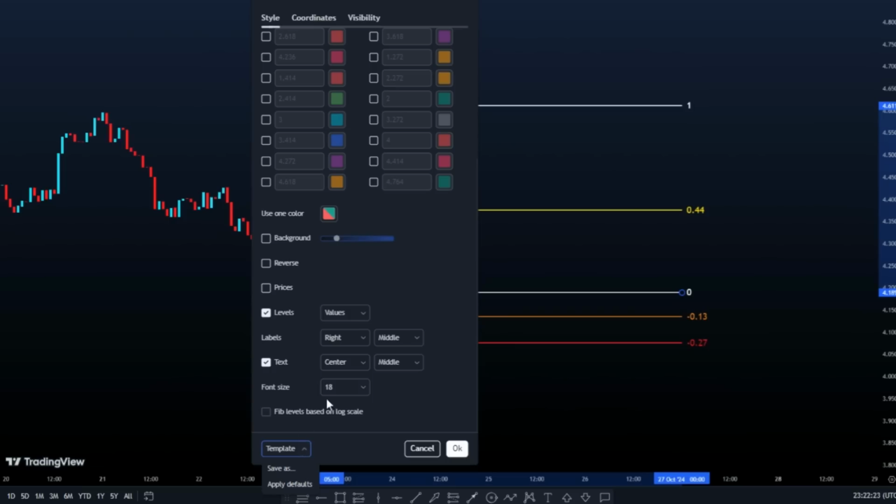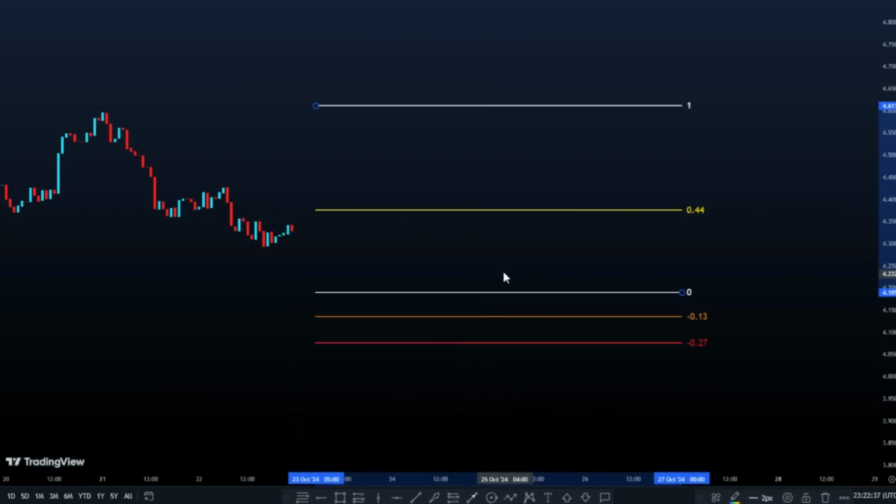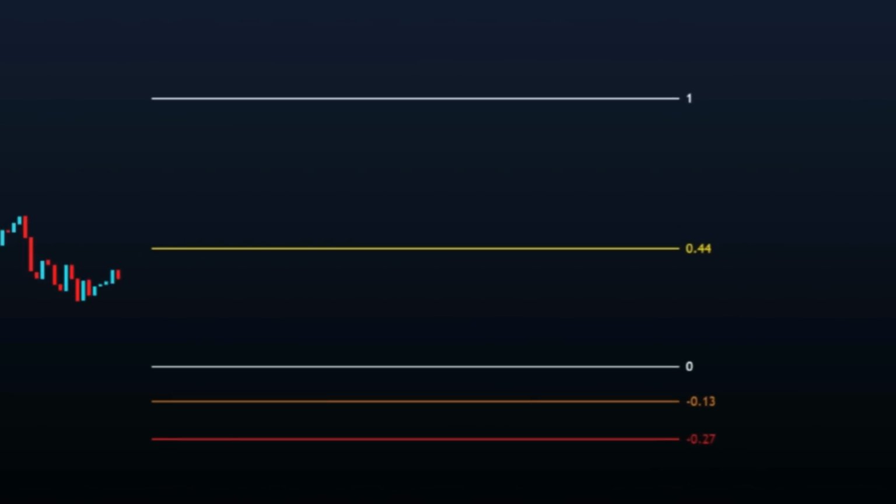After all these changes, it's crucial to save the settings in the template. You're gonna know the reason for this later on in the video. Finally, this is the Fibonacci we're going to use.